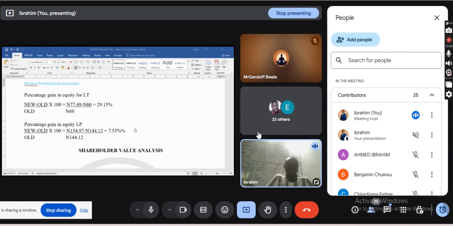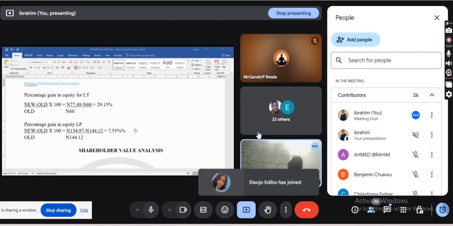You want to have the value of the business, right? Using what? The concept of shareholder value analysis. Class, am I communicating, please? Am I communicating? That is what brings about shareholder value analysis. Class, are we still together? Who is against me this night?